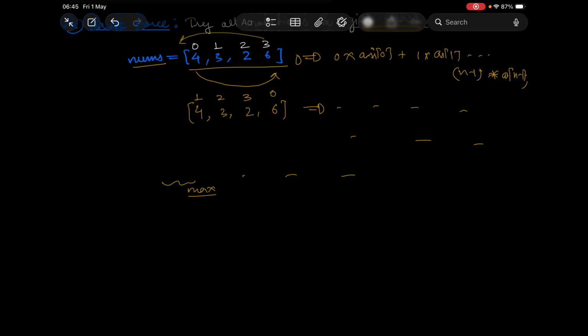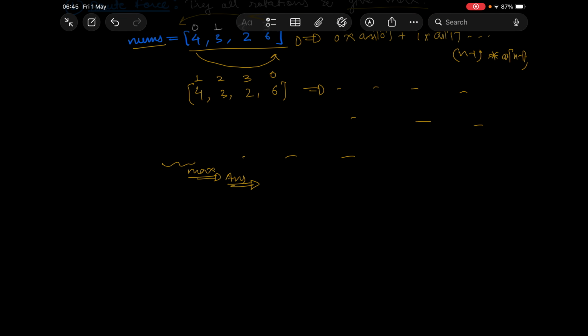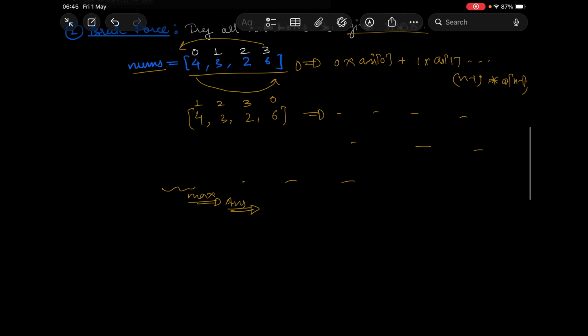That would be our answer. But you see that every time we are iterating through the array and then calculating this value. Then next time also we are iterating and then calculating the value, and so on we have to do till n minus 1 rotations, right? Because there are n minus 1 rotations possible.